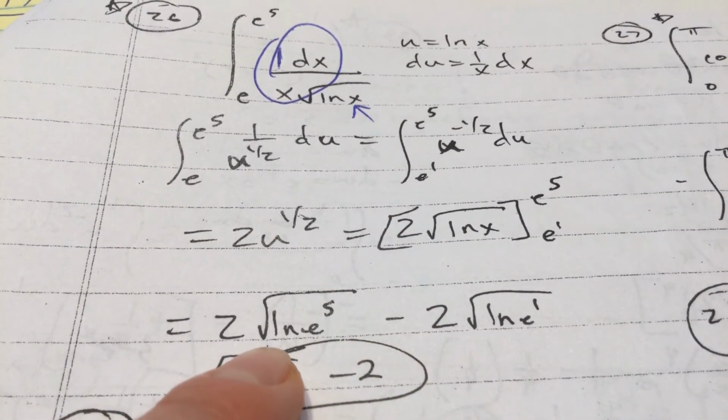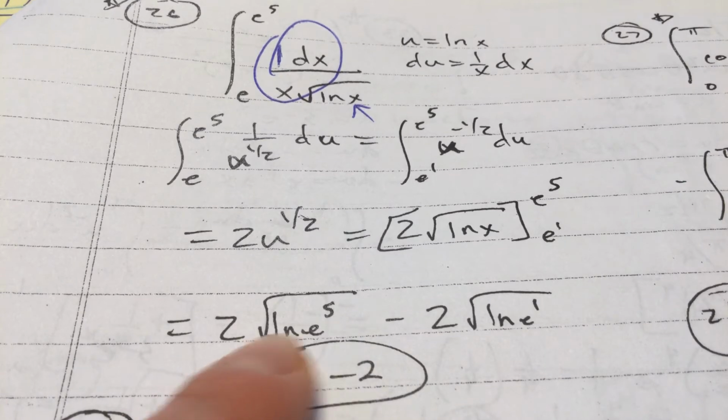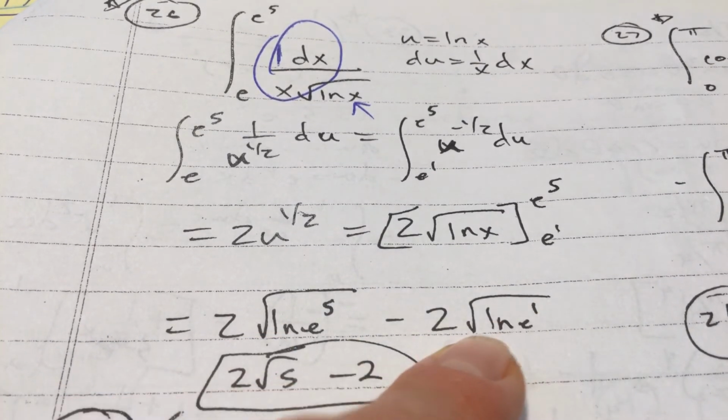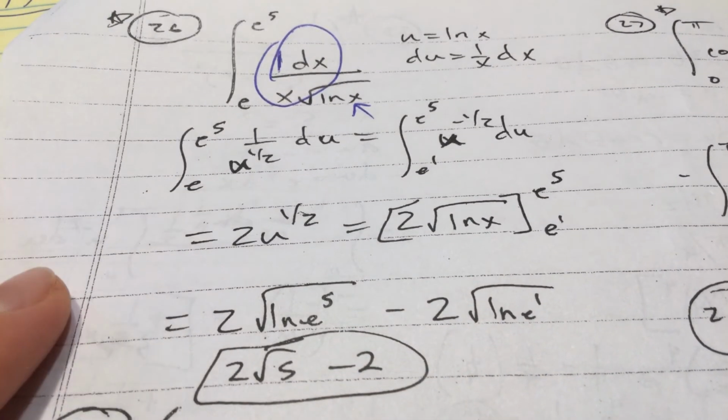So first off, this would still be 5, but you're taking the square root of 5. That would still be 1. You're taking the square root of 1. 1 times 2 is 2. Interesting answer.